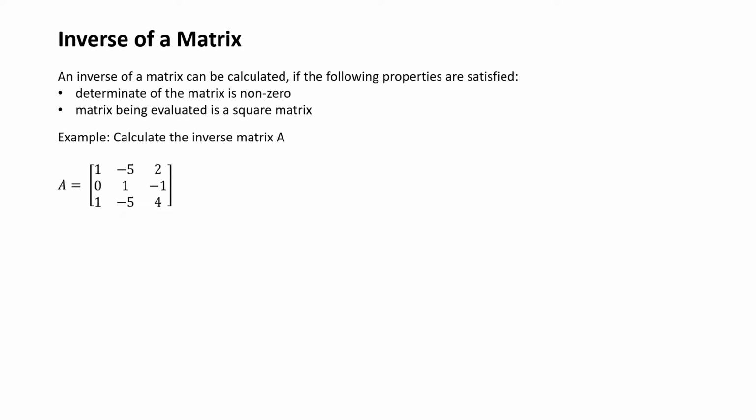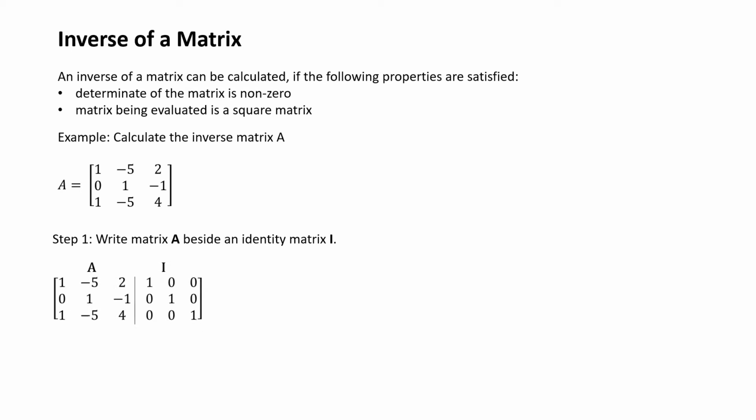We want to calculate the inverse matrix A. The first step is to write matrix A beside an identity matrix. We must ensure that the identity matrix is the same size as matrix A. Since matrix A is a 3 by 3 matrix, the identity matrix is also a 3 by 3 matrix.